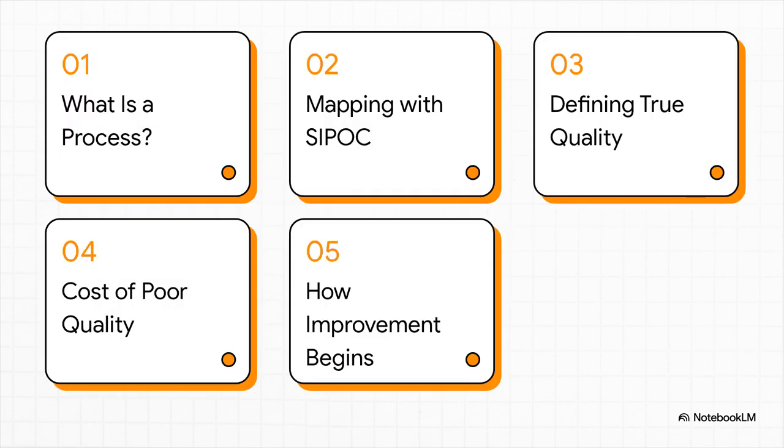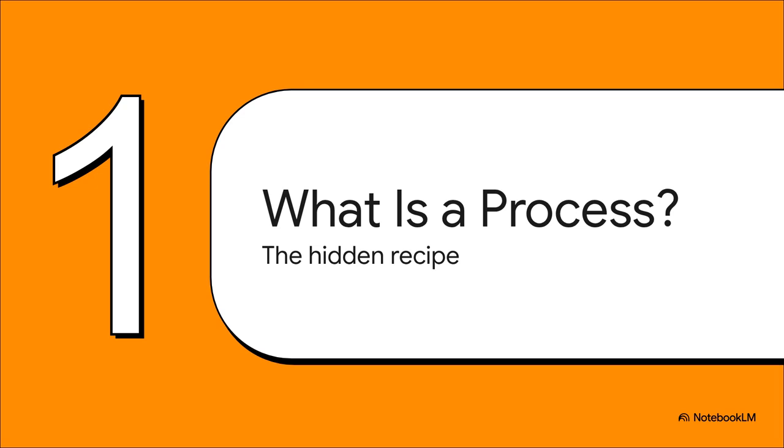So here's our game plan for this explainer. First, we're going to nail down what a process actually is. Then we'll learn a really simple but powerful way to map one out. After that, we'll get into defining what quality really means using actual numbers. Look at the hidden costs when things go wrong, and wrap it all up with the 5-step framework for fixing the whole thing.